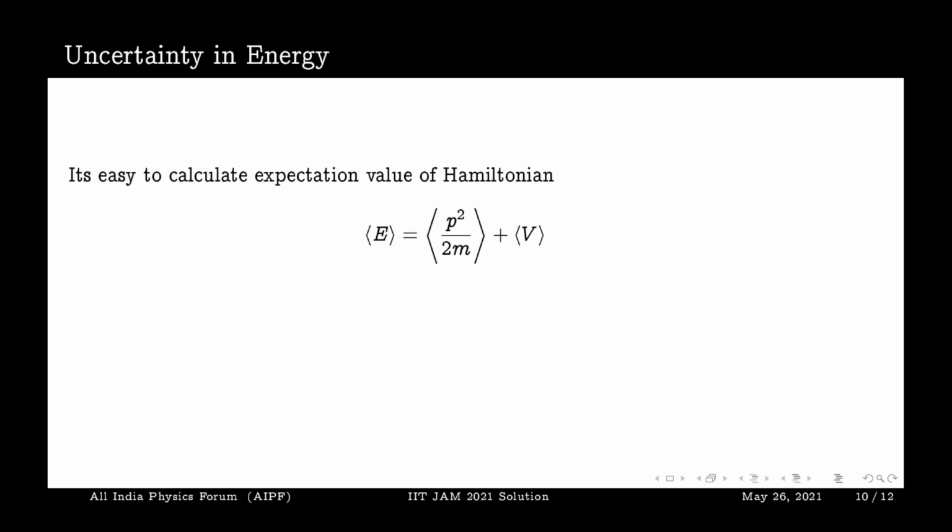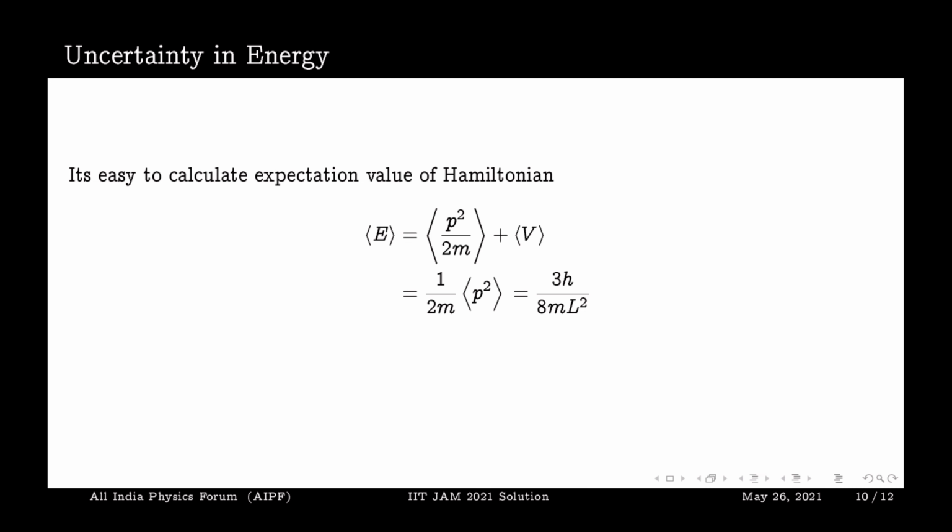The expectation of the Hamiltonian will be expectation of p square upon twice m plus expectation of potential, but within the box the potential is 0. So the expectation of the Hamiltonian will be 1 upon twice m times the expectation of p square. And in the previous slide we have calculated the expectation of p square. So this will finally give 3h square upon 8m L square. This will be the expectation value of the Hamiltonian, or the expectation value of the energy.